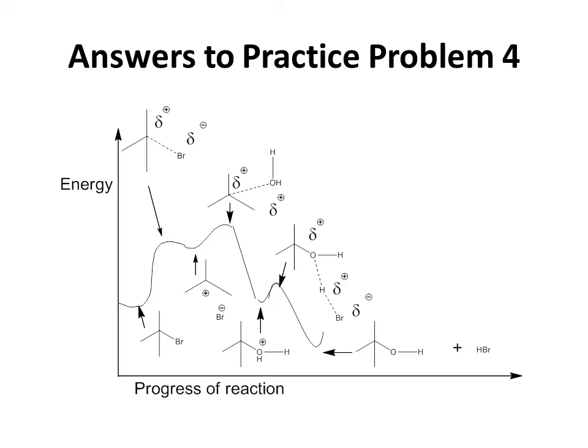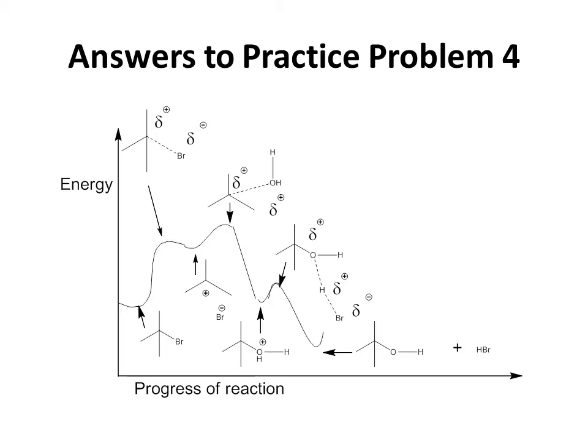2-bromo-2-methylpropane on the bottom left, going up the highest energy barrier, the rate determining step, to the transition state where the carbon-bromine bond is breaking. That's the dotted line between the partially positive carbon and the partially negative bromine. That forms our intermediate carbocation in that valley.